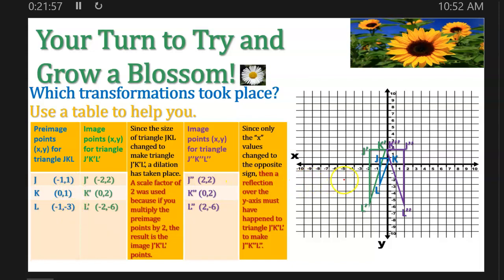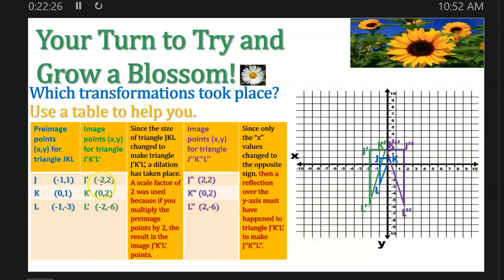Now, in order for the blue to become the green triangle, a dilation must have taken place because the triangle is bigger than the original blue triangle. And the dilation occurred as a scale factor of 2, because if you multiply these points times 2, you're going to get the new green triangle points. Now, after it was dilated, it turned into the purple triangle because of the double prime marks.